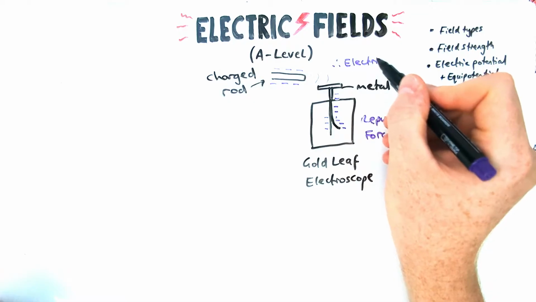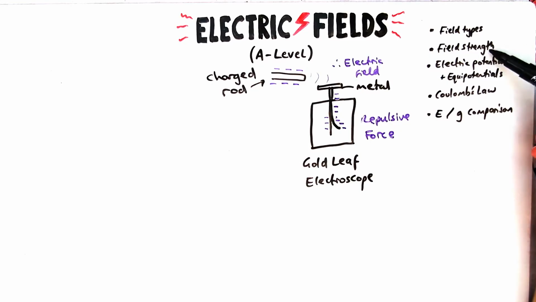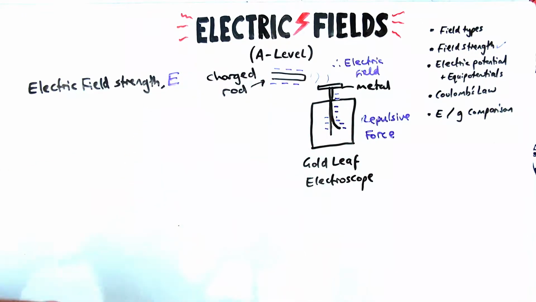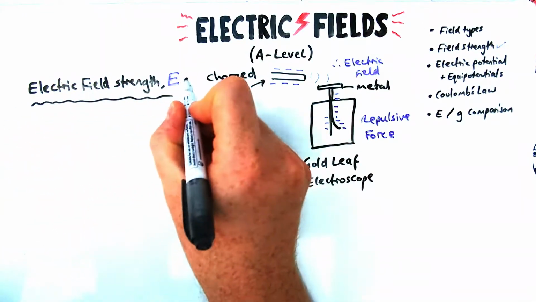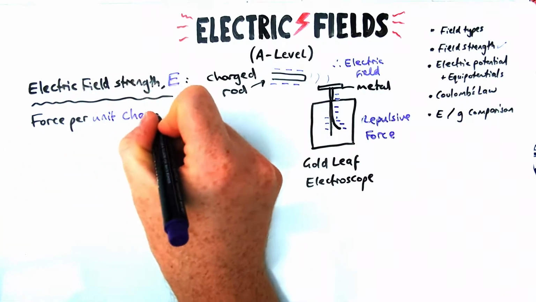Now that's happened without the charged rod even touching the metal platform, due to its electric field repelling away the electrons. So in today's video, we're going to have a look at all these topics on the right hand side, looking at field strength, equipotentials, Coulomb's law, and comparing to gravitational fields. So let's dive in. Now electric field strength is a definition that's very similar to gravitational field strength.